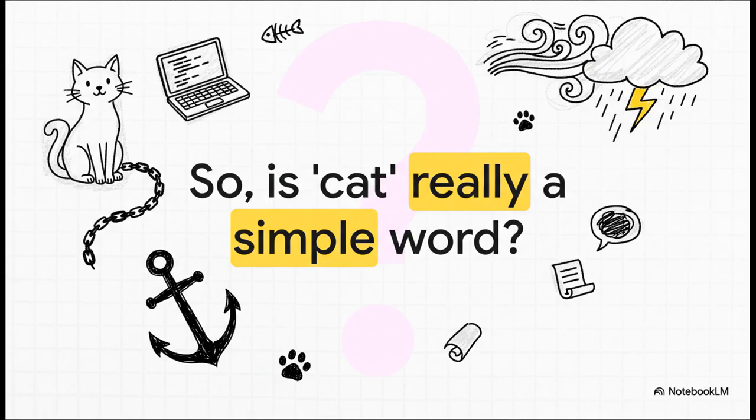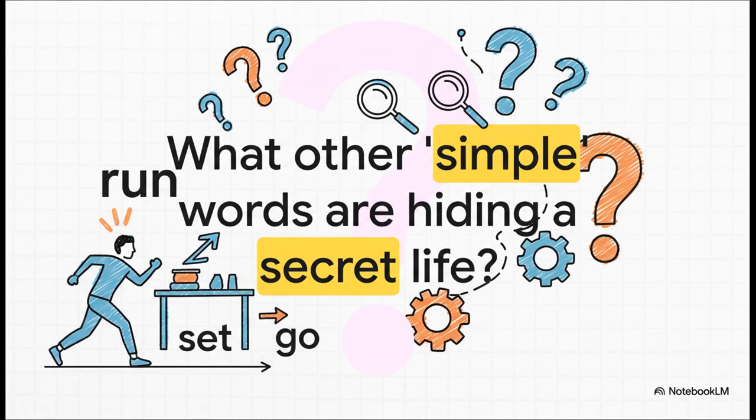So, after everything we've uncovered, from house pets to computer code, from hoisting anchors to describing terrible weather, can we really call cat a simple word anymore? It really seems like the answer is, well, anything but simple. And that really leaves us with one final thought, doesn't it? If a word as common as cat is hiding this much complexity, what about words like run, set, or go? How many other words that we use every single day are just waiting for us to notice their own secret lives?